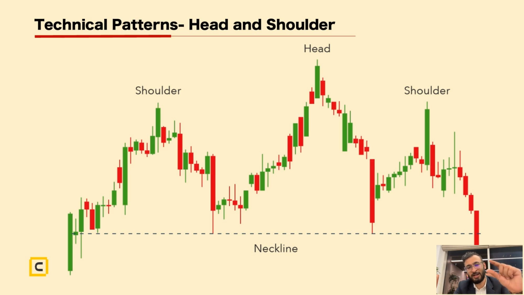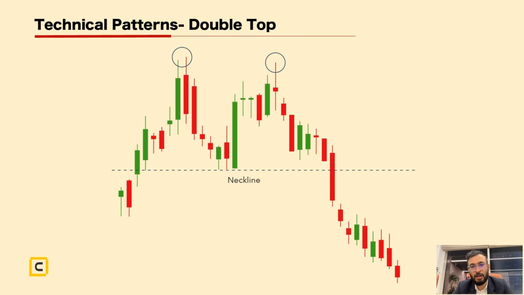So the difference between the head and neck, that is your price target, and once the neckline gets broken, you go short, and exactly how the price target should be reached. This is one pattern. The second technical pattern is the double top.